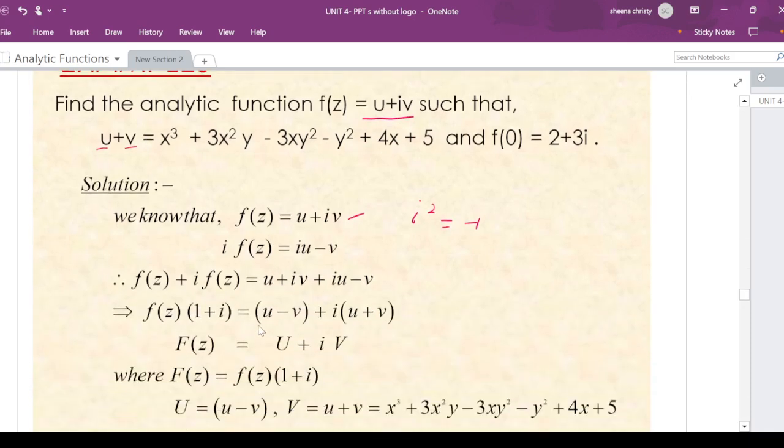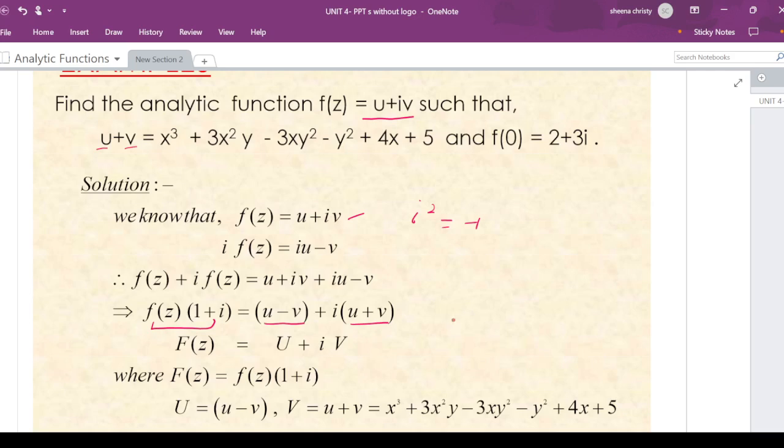You will get F of z equal to f of z times (1 plus i) equal to (u minus v) plus i times (u plus v). So you are taking this whole term as capital F of z, and this u minus v is capital U and u plus v is capital V. So you can see this problem here. U plus v equal to what they have given.